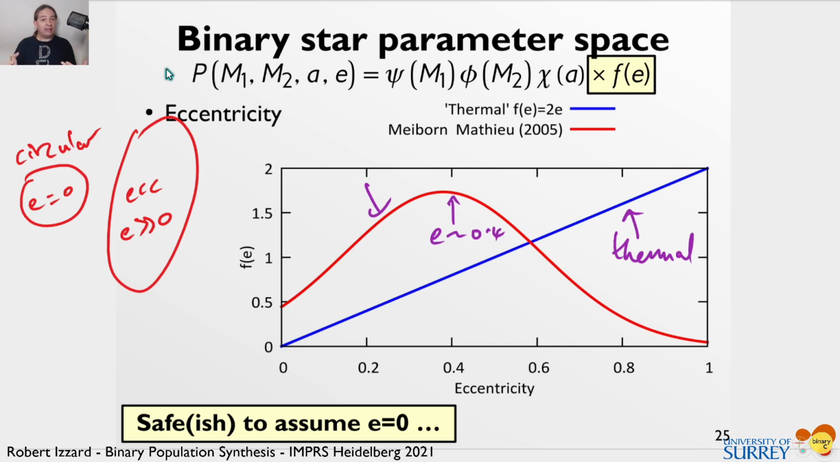So if you're looking at interacting binaries, it's safe-ish to assume that the eccentricity is always 0, because the tides will force it to 0 every time. So that's not such a bad approximation. There are worse ones you probably make in the modeling.